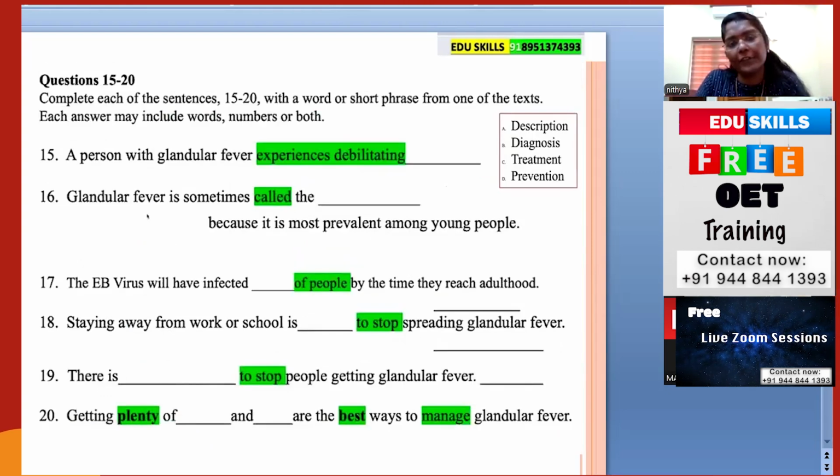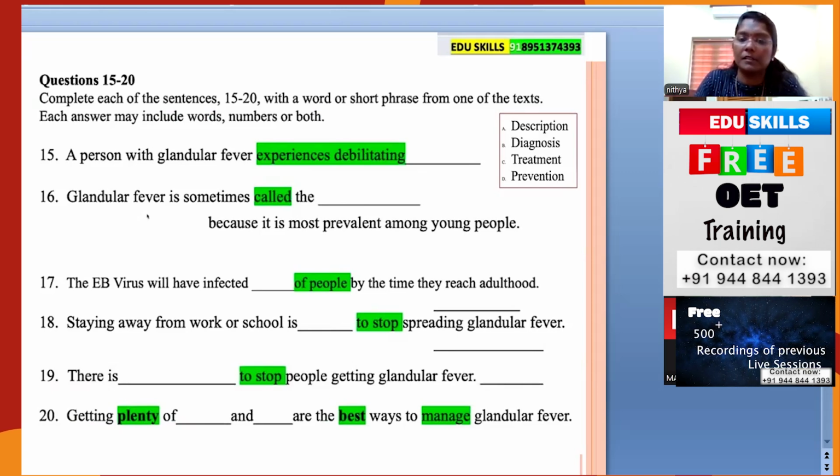Next, the 15th question: a person with glandular fever experiences debilitating dash. Then the 16th one: glandular fever is sometimes called the dash. Then the 17th question: the EBV virus will have infected dash of people by the time they reach adulthood. Virus related thing, which paragraph, which text? Then the 18th: staying away from work or school dash to stop spreading glandular fever. The stop or prevention, from which text?